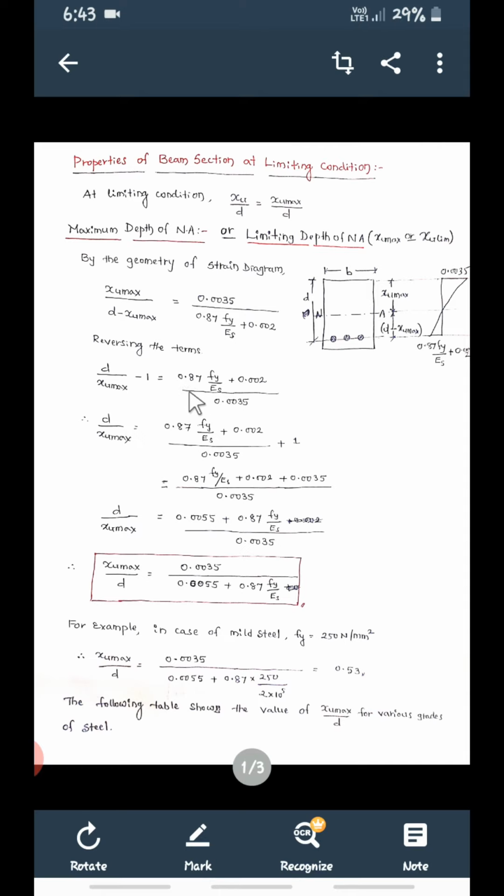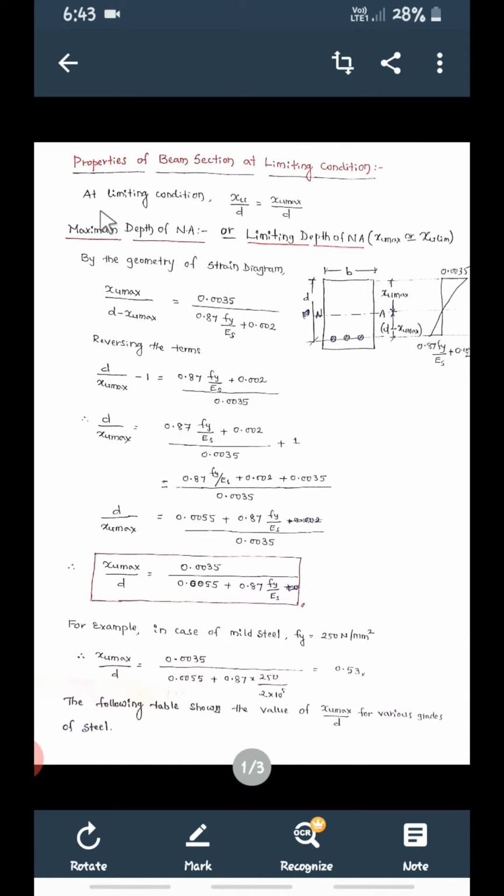Yesterday we saw how to find out the neutral axis depth, that is xu by d, for the beam section. Today we are going to consider the limiting condition, meaning the maximum condition, beyond which we will not allow the depth. That is, properties of beam section at limiting condition.